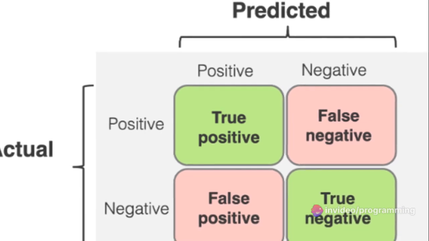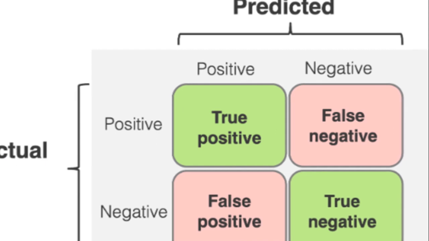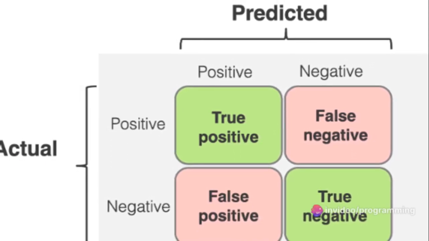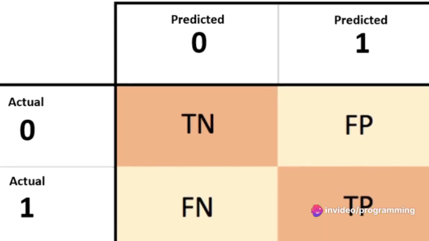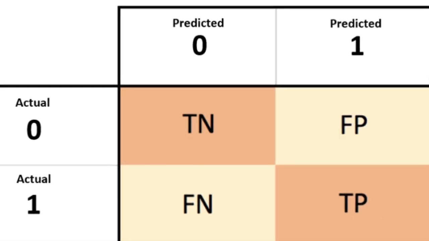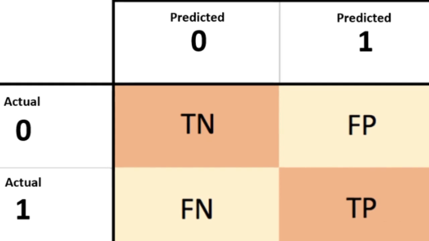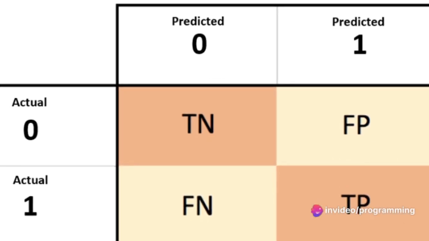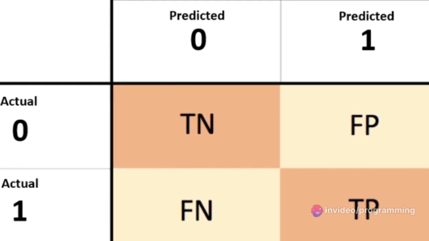It has 4 quadrants, each representing a different outcome. The first quadrant, true positives, represents the number of cats correctly identified as cats. The second quadrant, true negatives, represents the number of dogs correctly identified as dogs. The third quadrant, false positives, represents the number of dogs incorrectly identified as cats. And the last quadrant, false negatives, represents the number of cats incorrectly identified as dogs.